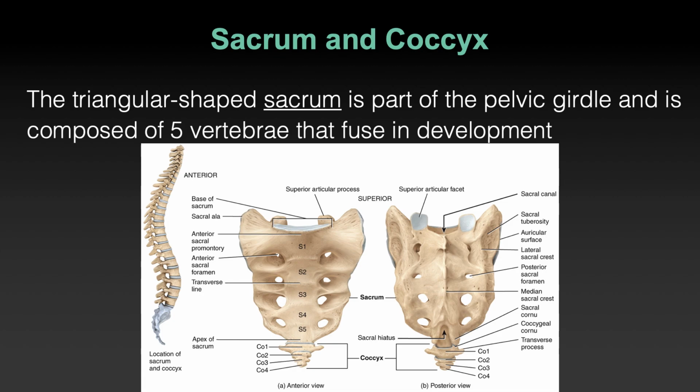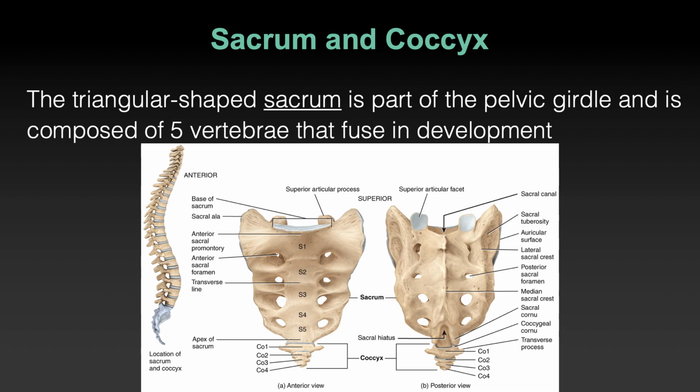But it's not the end of the vertebral column. The sacrum and the coccyx are both vertebrae and part of the pelvis. It's the posterior part of the pelvis, or the pelvic bowl. We're going to get to that later. And they're made from independent vertebrae that fuse during development.